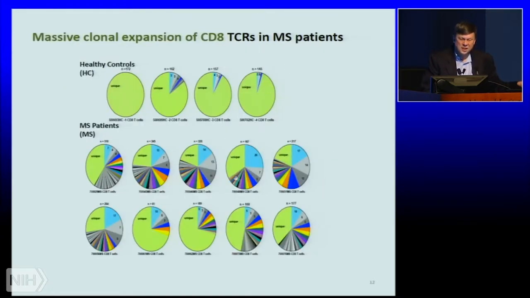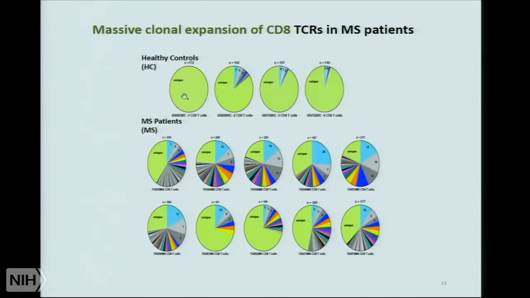And what was remarkable is that compared to healthy controls, which sometimes show a bit of clonal expansion but other times don't, we could see almost every MS patient had a massive CD8 clonal expansion in their activated blood cells. So that suggests there could be those same things going on in this major human autoimmune disease.